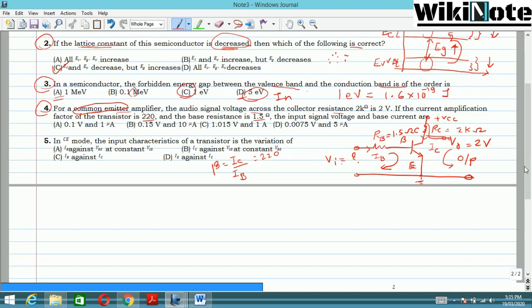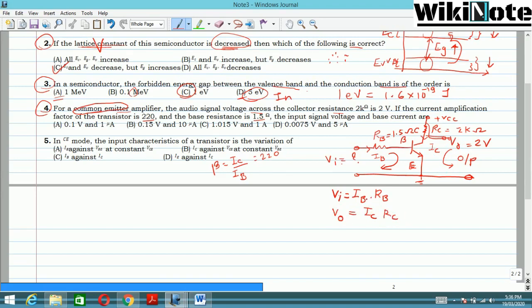Now what we have to do here is calculate the input voltage. So this is going to be my VI. VI is always going to be by Ohm's law, base current IB into base resistance RB. So VI equals IB into RB. Now what is the output voltage? The output current flowing through the output side is IC and the resistance is RC. So this is VI and this is VO.